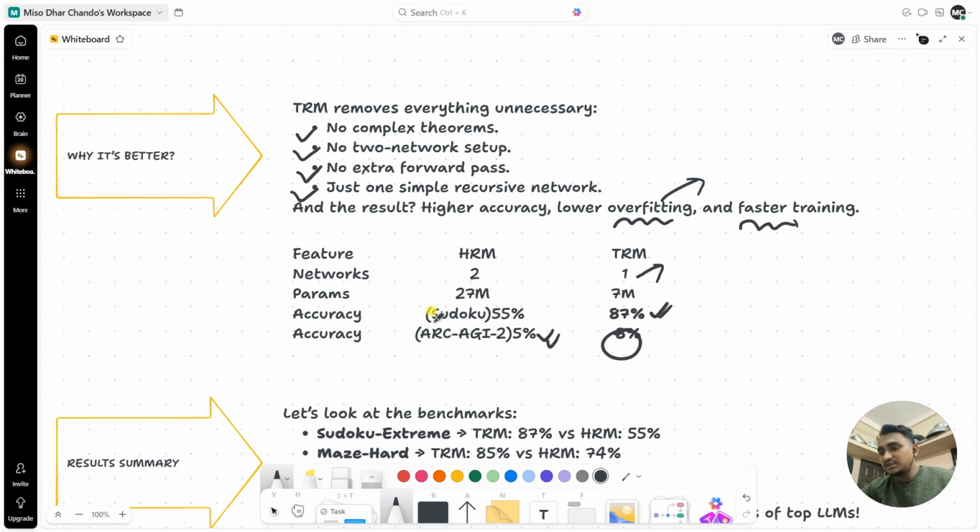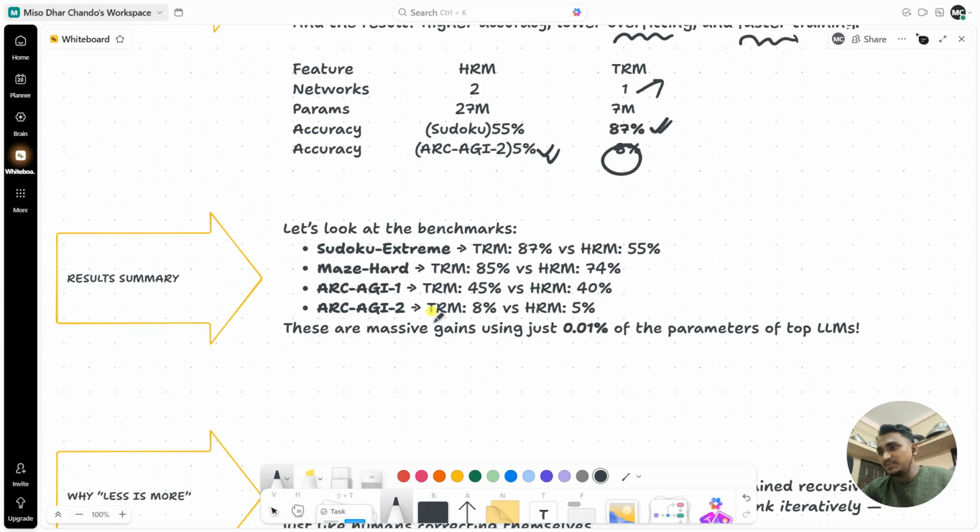Now let's look at the benchmarks. On Sudoku-Extreme, you can see TRM 87% and HRM 54%. On Maze-Hard, TRM is 85% and HRM is 74%, quite a bit less. On ARC-AGI-1, TRM is 45% and HRM is 40%, and on ARC-AGI-2, TRM is 8% and HRM is 5%. So these are massive gains using just 0.1% of the parameters of the top large language models.